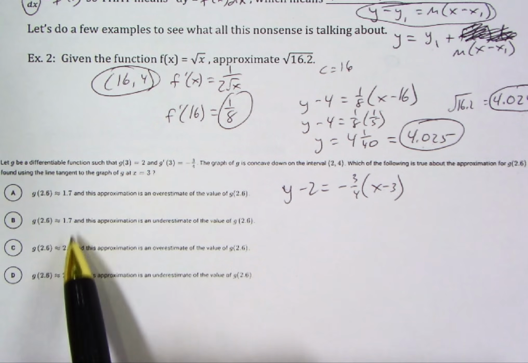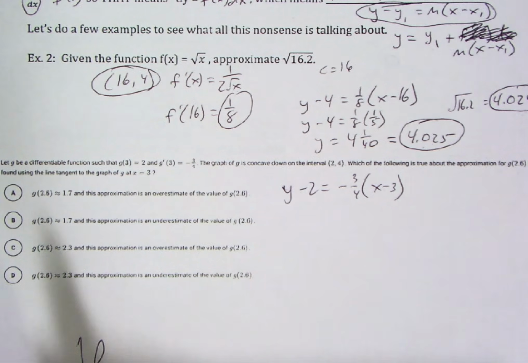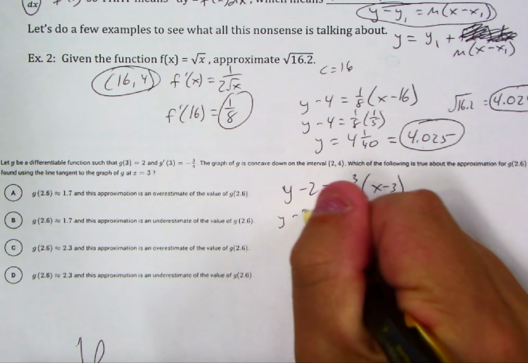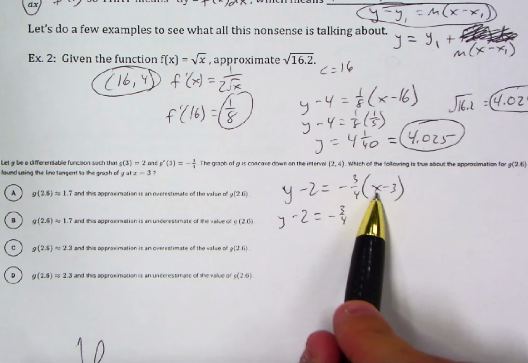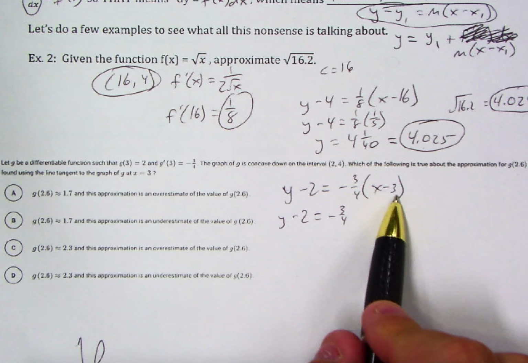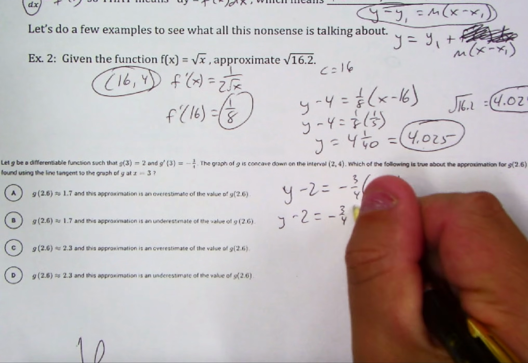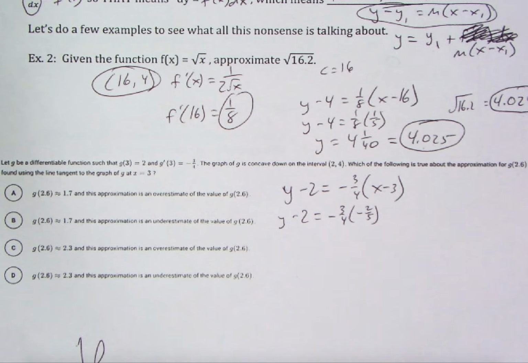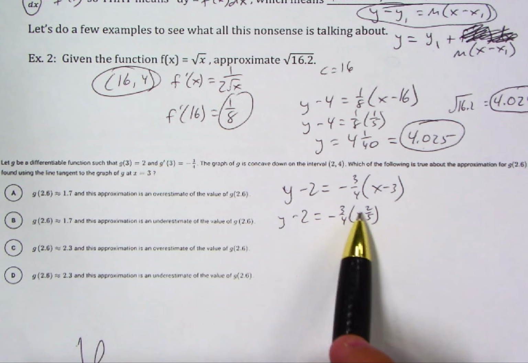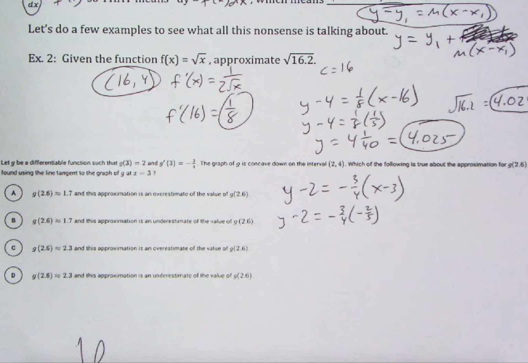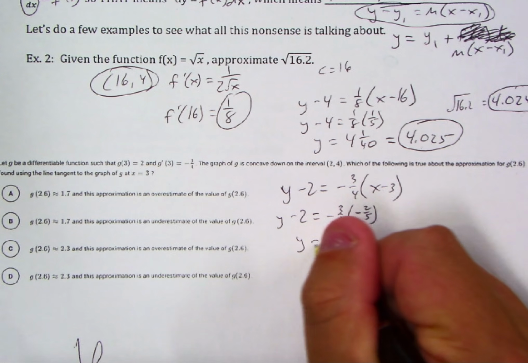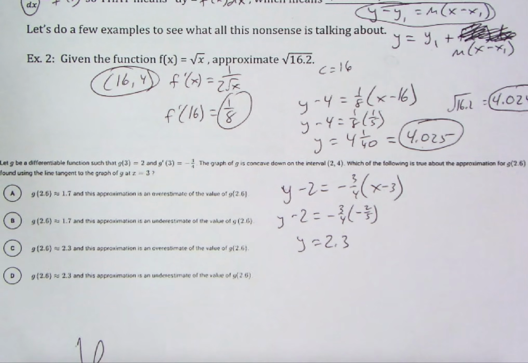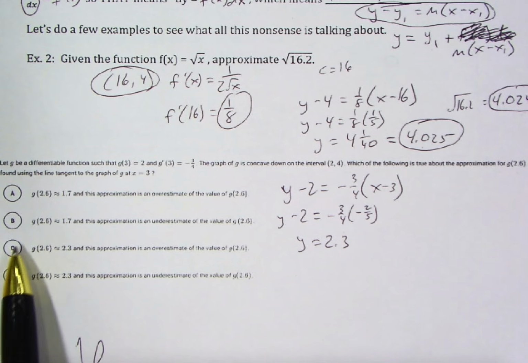Now you should look over here. It's going to be 1.7 or 2.3. So let's see what we get. y minus 2 equals negative 3/4. Well, 2.6 minus 3 is negative 0.4. So negative 2/5. That's going to be positive 6/20, which is 3/10, so 0.3. This is 0.3. Add 2 and we get 2.3. That's the approximation. So now I know the answer is either C or D.